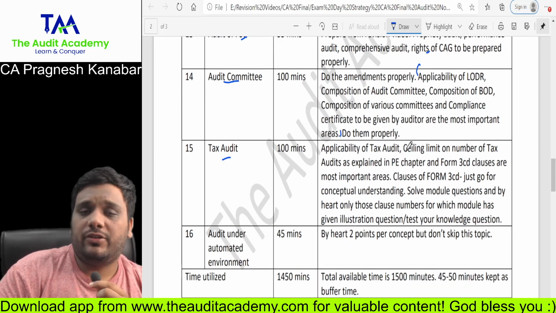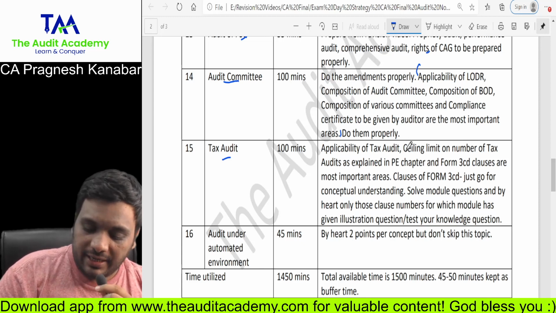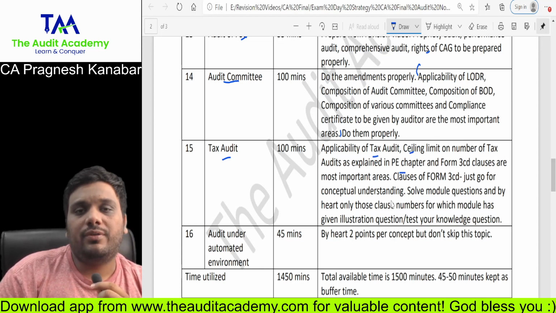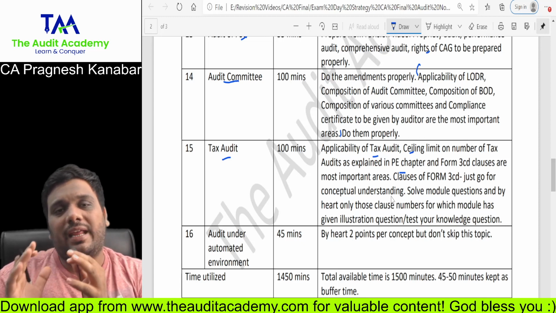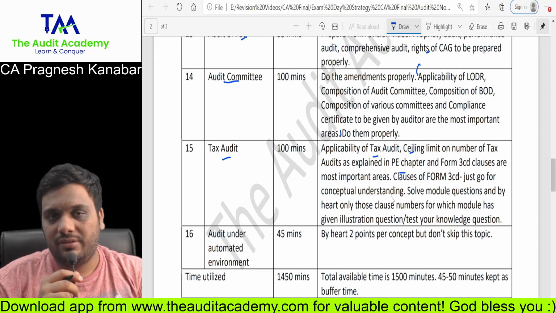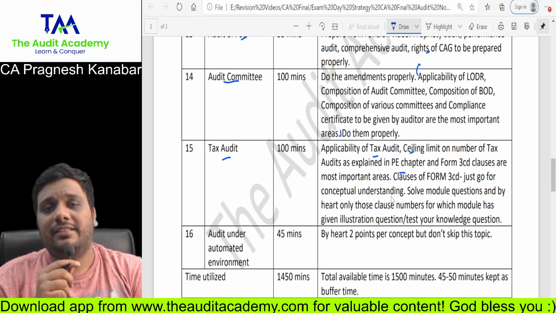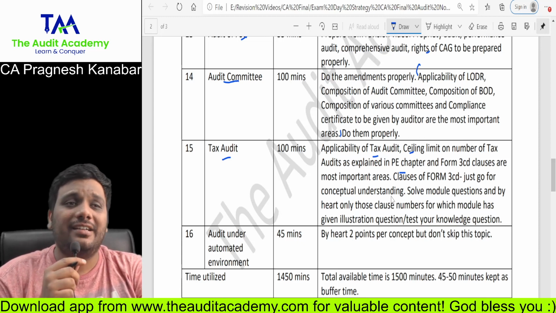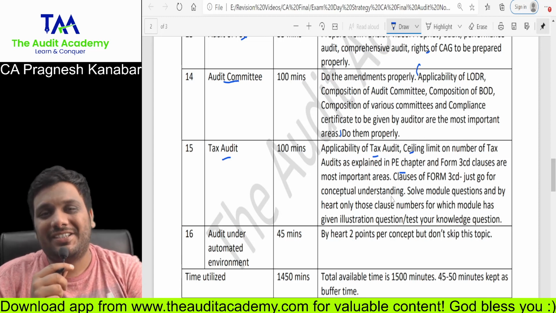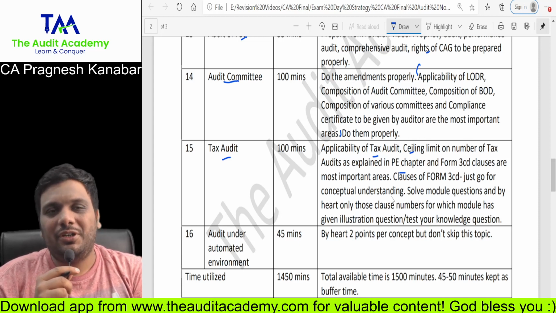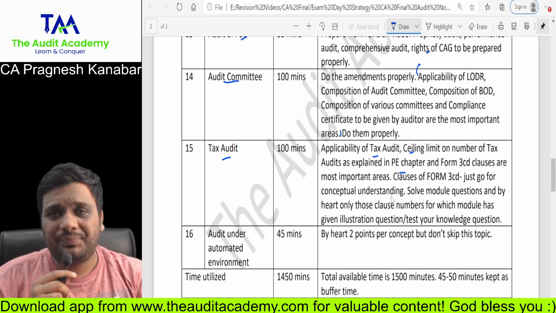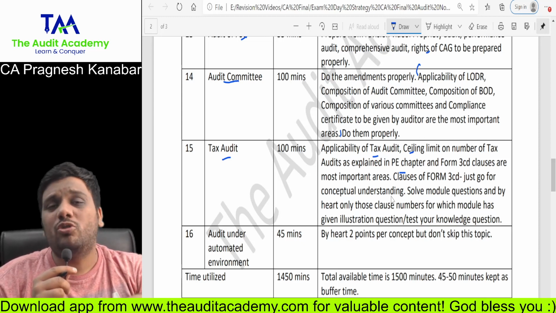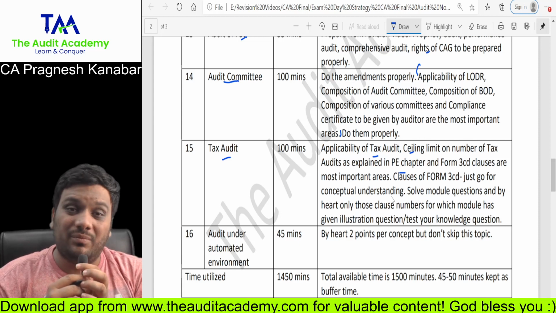Tax audit. Tax audit has always been a problem for students who are not from a tax audit background. I've given some important areas over here. When it comes to the 3CD clauses, for each clause just remember the taxation point: this is the provision. These are the areas in capital gains, or the disallowances, or the deductions. Ensure that you know the taxation part of it and what disclosures are required. Apart from that, you cannot go too far behind the clause numbers.